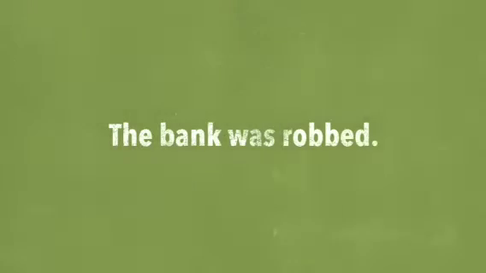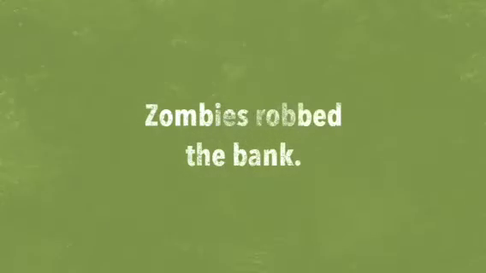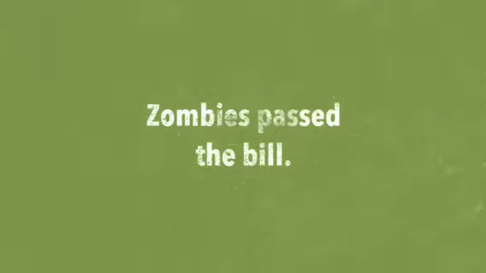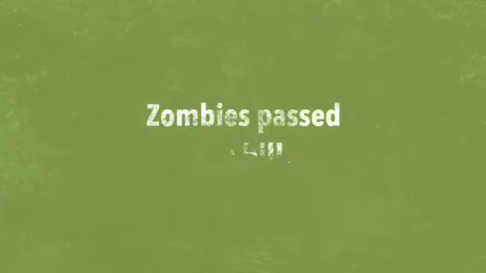For example, the bank was robbed. The bank was robbed by zombies. When we put zombies back into subject position, the response is zombies robbed the bank. Active voice. Here is another example. The bill was passed. The bill was passed by zombies. When we put zombies back into subject position, the response is zombies passed the bill.